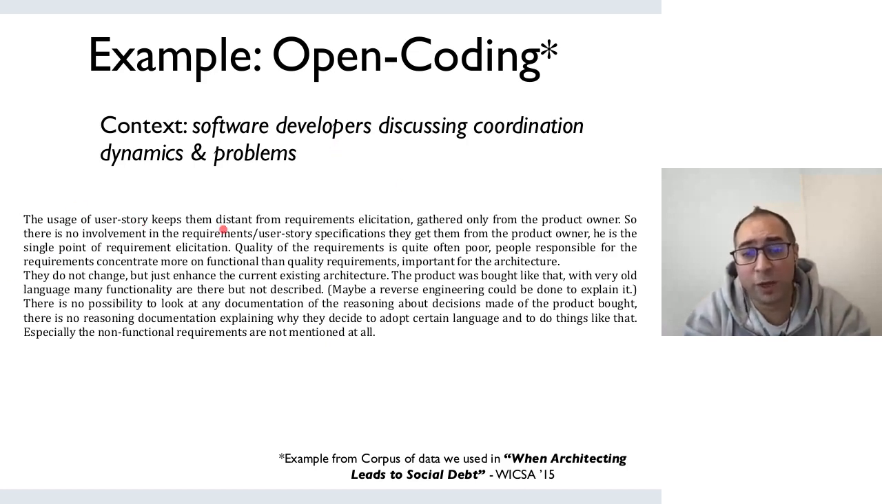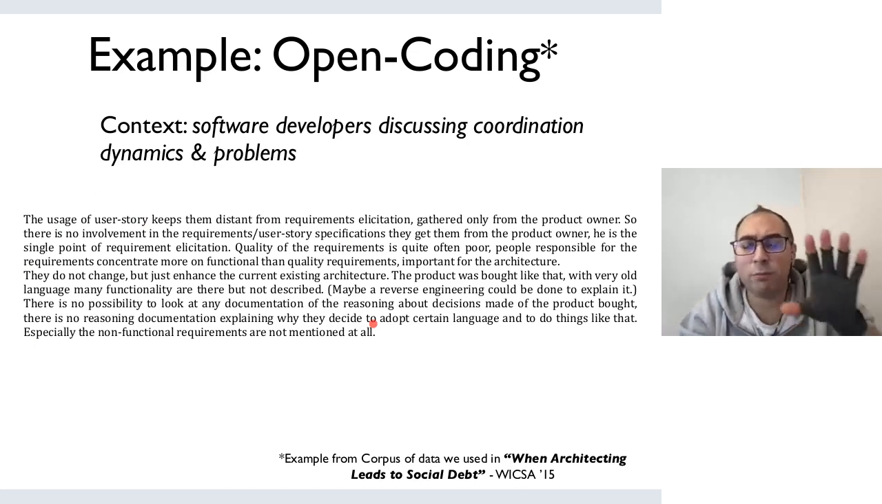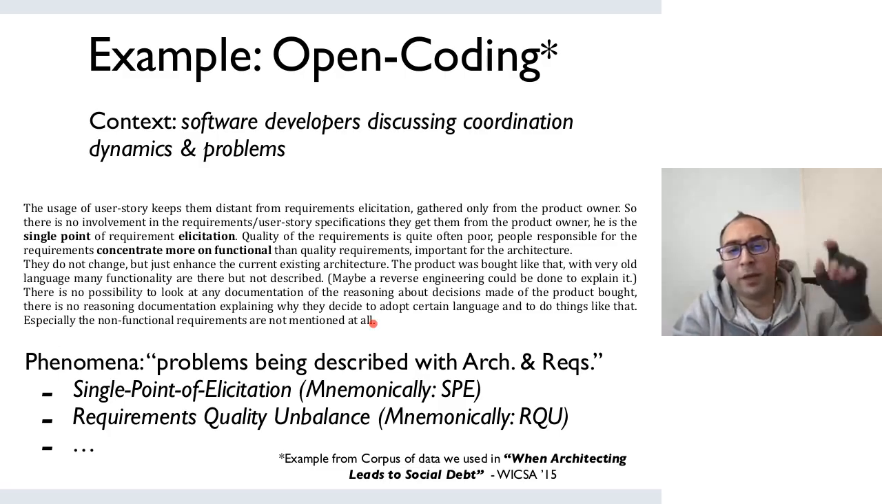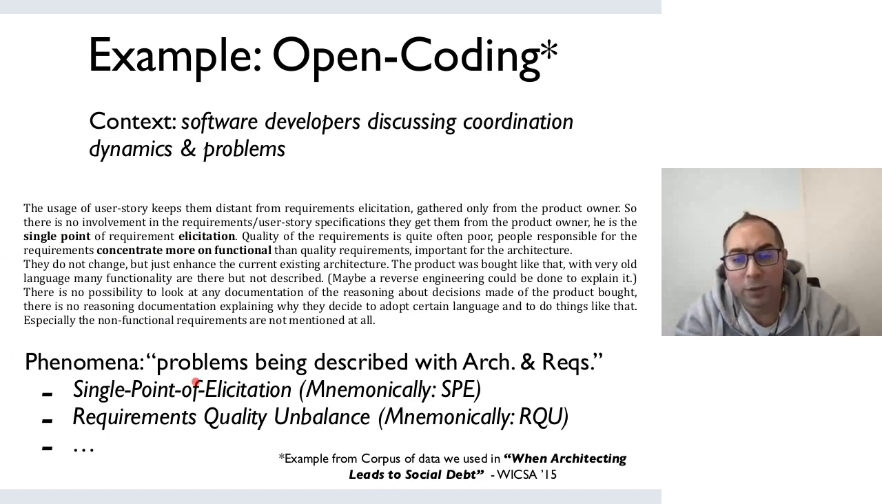And this is a piece of text that I reported from their conversation. The user reviews the story, keeps the distance from requirements, blah, blah, blah. The content of the text is not relevant for this example, right? So imagine it's a piece of text. Labeling the phenomenon means installing labels. So I'm looking for problems, for example. Problems being described with architecture and requirements constructs. This is my label, single point of elicitation. SPE is my mnemonic, is my label. So I'm applying that label to this piece of text right here.